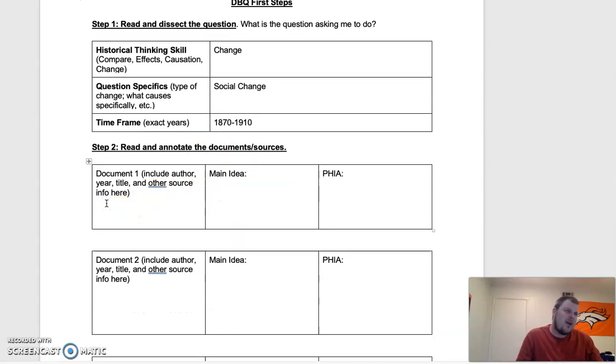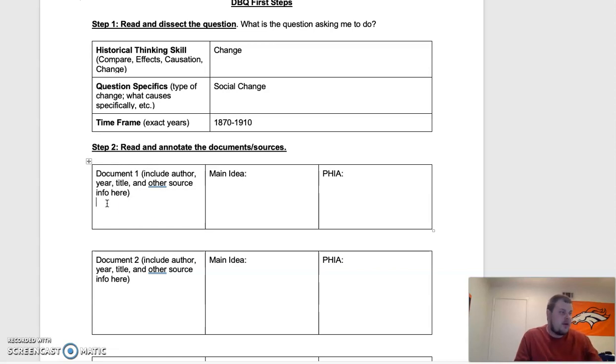and annotate the documents, and there are 3 columns here. The first 2 you definitely need to fill out, and then PHIA you should do for at least 3 of the documents, I would say. That way you can include 3 instead of just the typical 2 in case you mess one up.